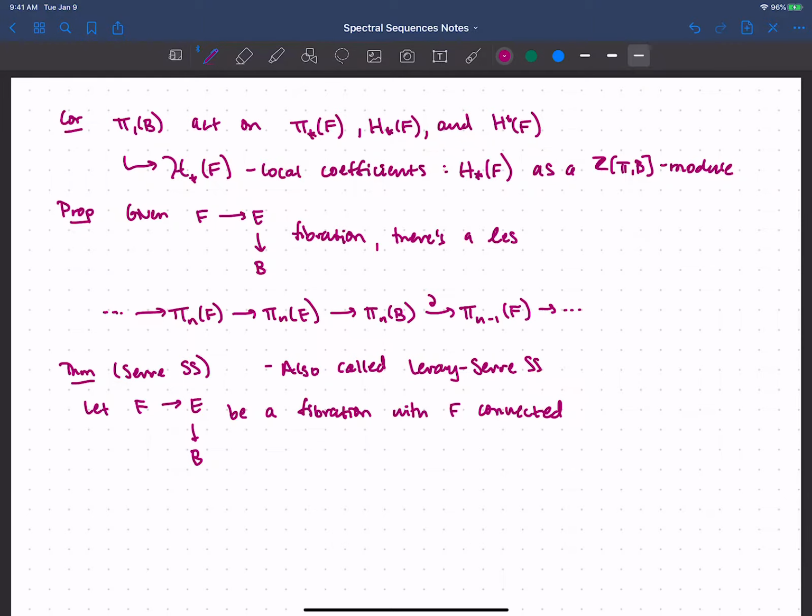So I've got this connected fiber, and this is really implied in the notation, but B is going to be path connected. Let's also take some abelian group. So let A be an abelian group.